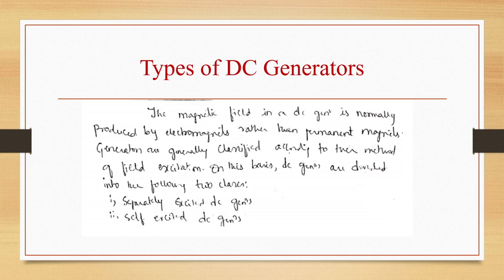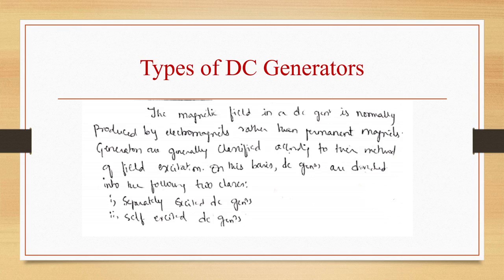Okay. So the magnetic field in a DC generator is normally produced by electromagnets rather than permanent magnets. This point we have already seen. What is the meaning of electromagnet? An electromagnet is nothing but making a material a magnet through electricity, like a solenoid. It is not a permanent magnet actually. Unless and until electricity is applied to it, it will be a magnet; otherwise, it will not be a magnet.